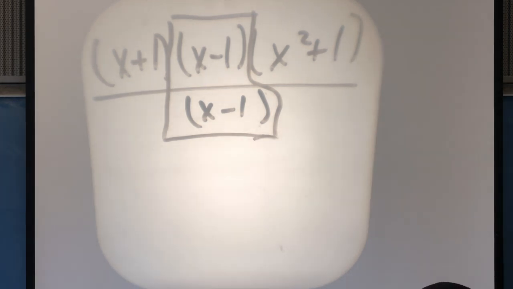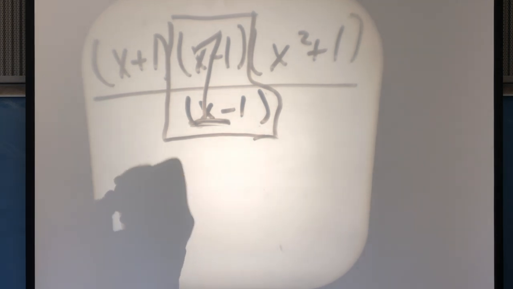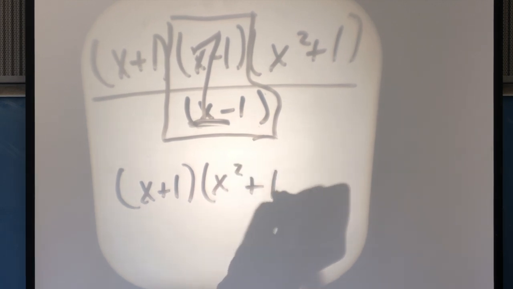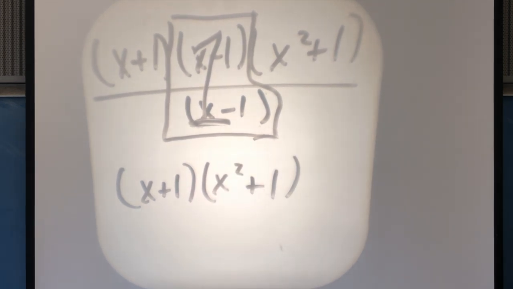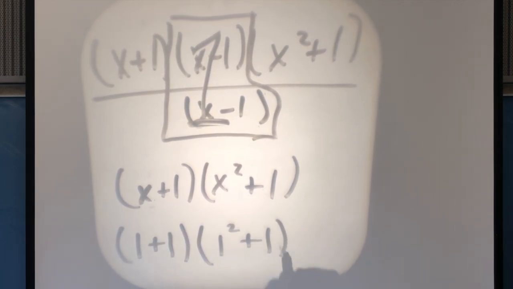Now that we factored it completely, you can notice that there's a special form of 1. X minus 1 over x minus 1 equals 1. So we can rewrite this as x plus 1 times x squared plus 1, because they cancel out. Now we can plug in the same number we plugged in for the last one, which is 1, because we're trying to figure out if it's continuous at 1. Simplify that, we get 2 times 2, which gives us 4.